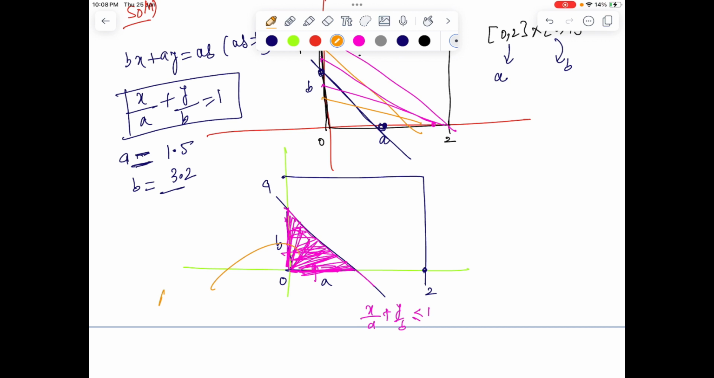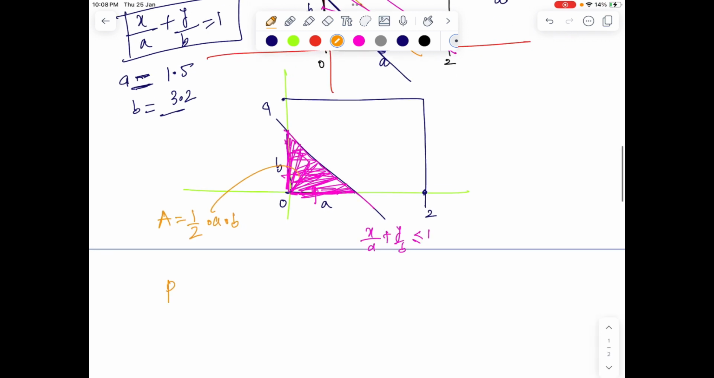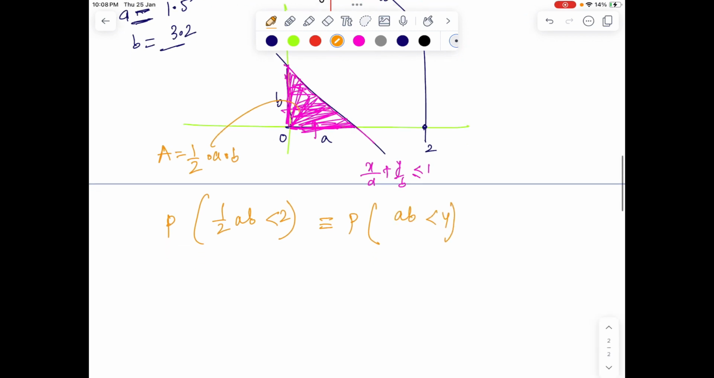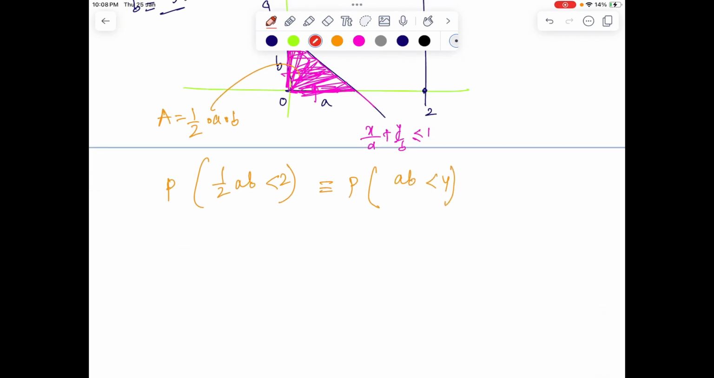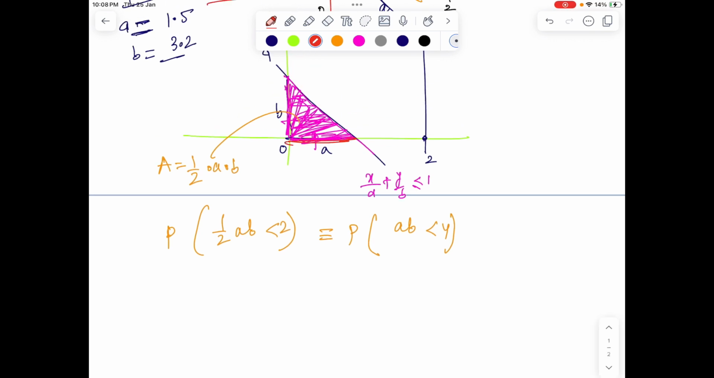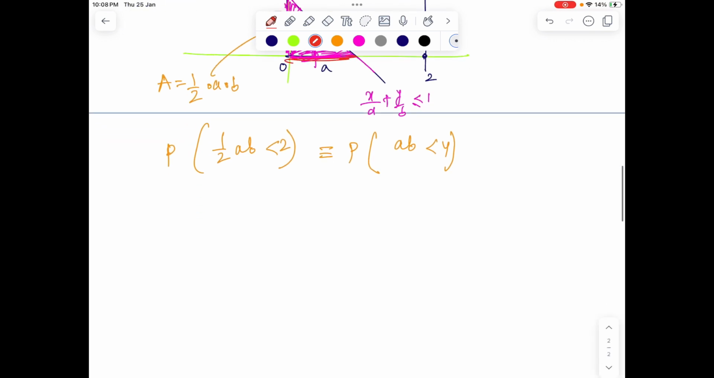What's the area of this region? It's very simple: half into base into height, half into a into b. So we want the probability that half ab is less than 2, equivalently the probability that ab is less than 4. That's not a difficult game, because a lies along the x-axis and b lies along the y-axis. So what is the probability of selecting two numbers from this rectangular region such that their product is less than 4?